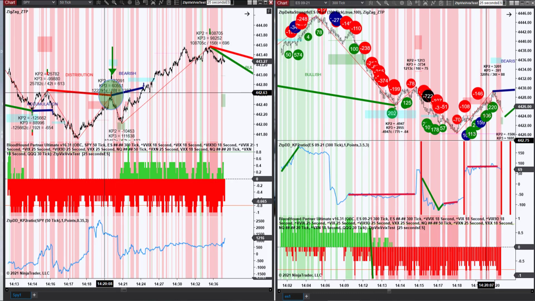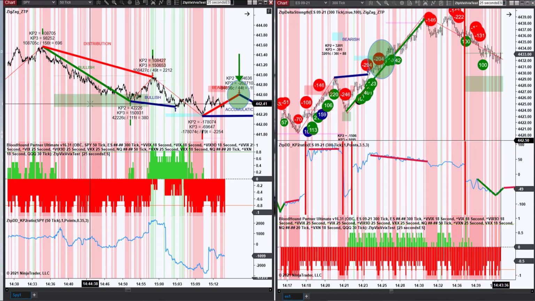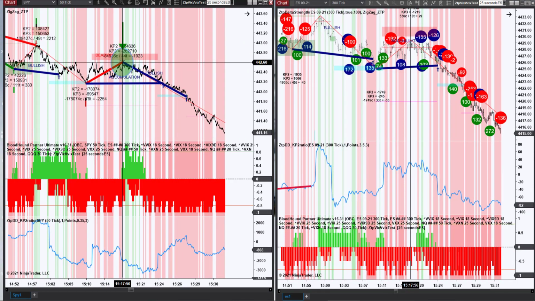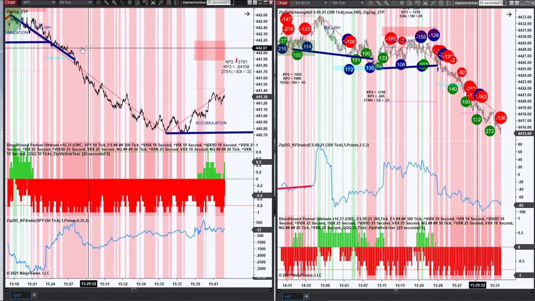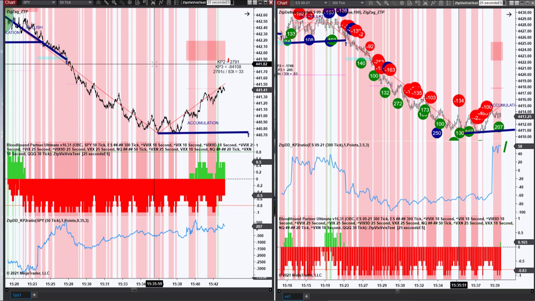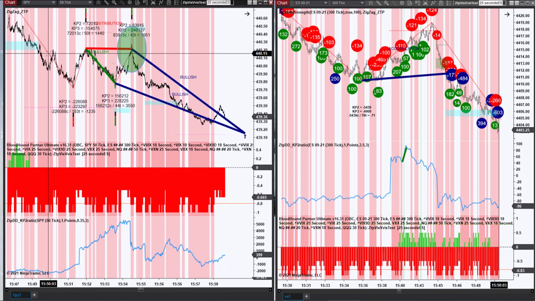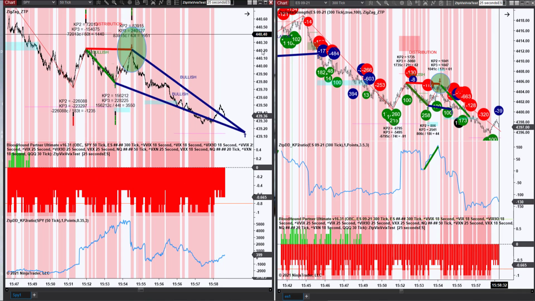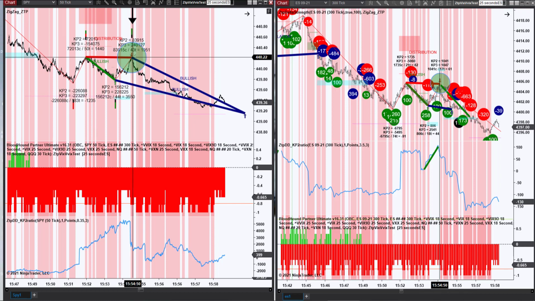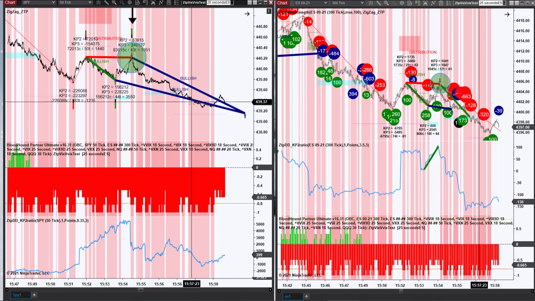Next, we follow that up with a distribution short trade that had VXX divergence. We have another special divergence short trade, again with VXX divergence, which turned out to be an excellent trade. And then we had one distribution short trade, which also had distribution on the ES chart going into the close, and that again was an excellent trade.